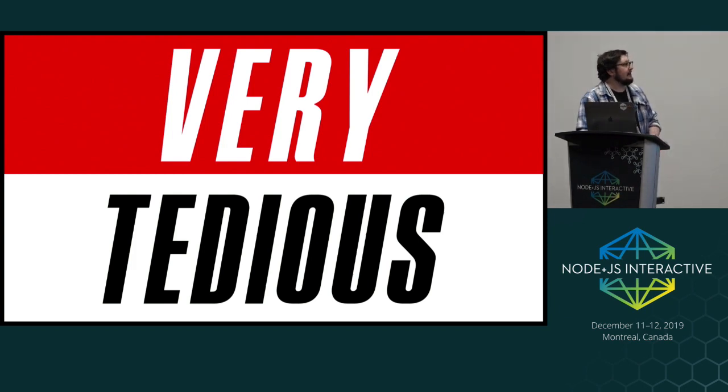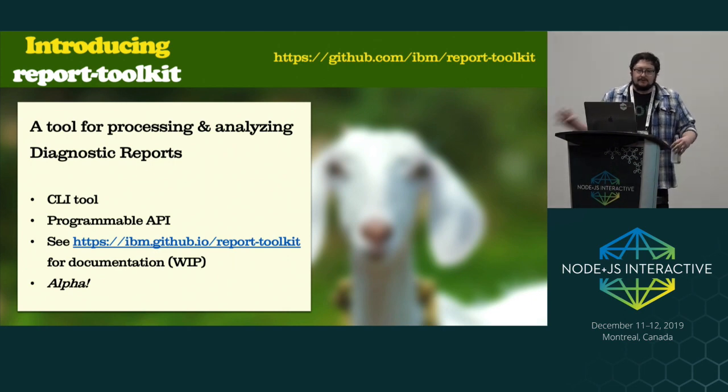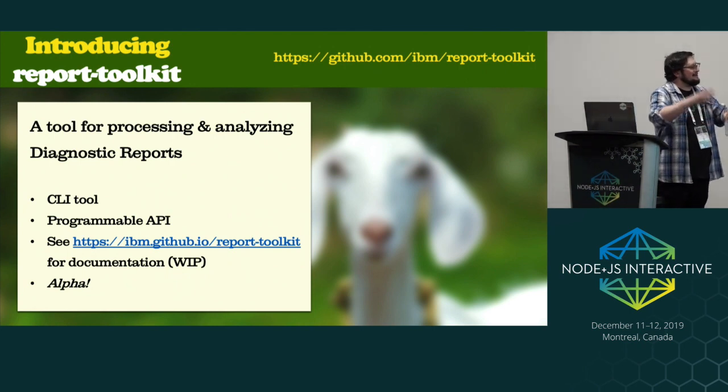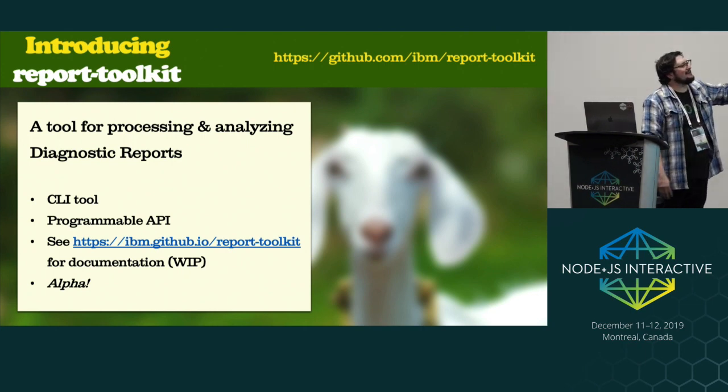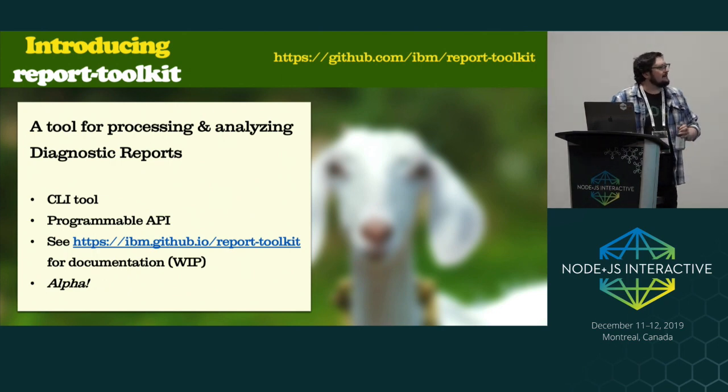So there's a tool that I was working on, and it's out now, but it's called Report Toolkit, and it's a tool for processing and analyzing diagnostic reports. It's a multi-tool, so it does several different things. It's not Unixy, you know how multi-tools kind of suck to do any of those? Anyway, they don't do any one thing great, but I'm getting ahead of myself. So this does some cool stuff. It gives you a CLI tool to consume these things, and there's a programmable API. You can check out the docs, which are incredible. And there's the repo up there.